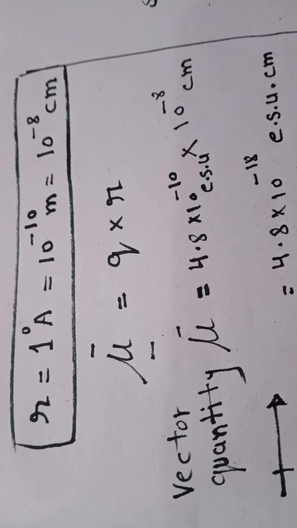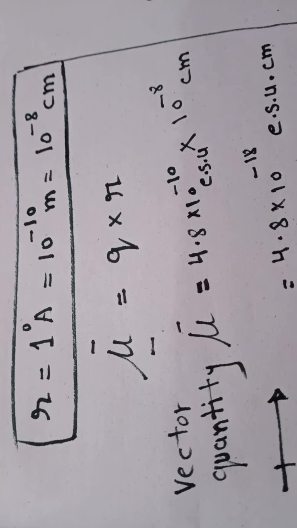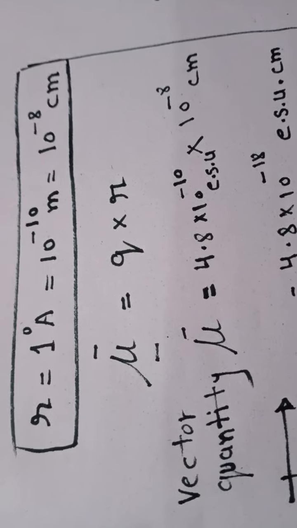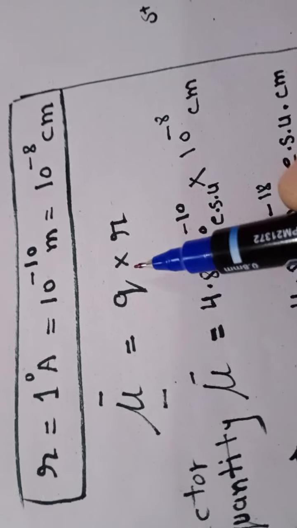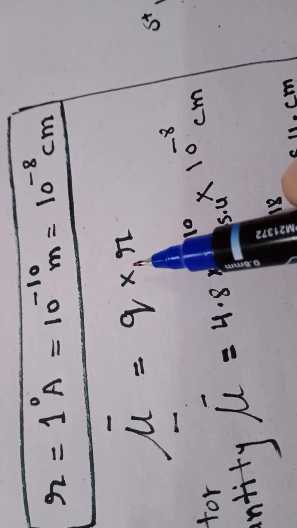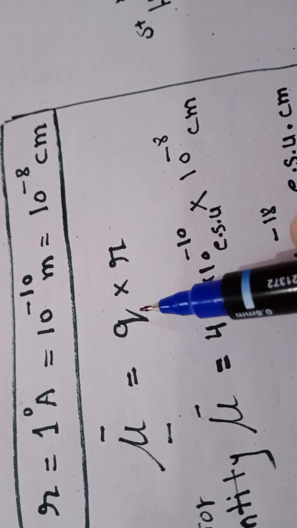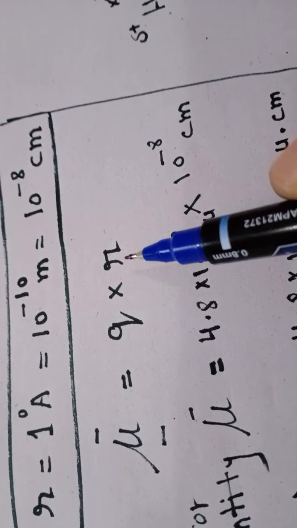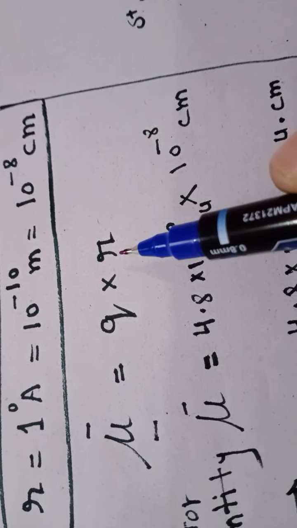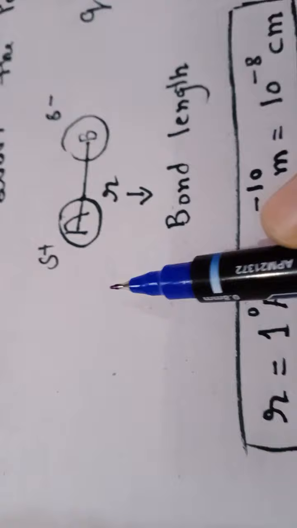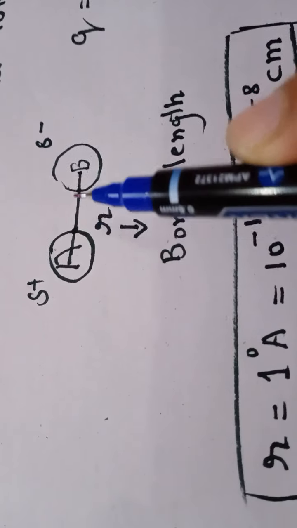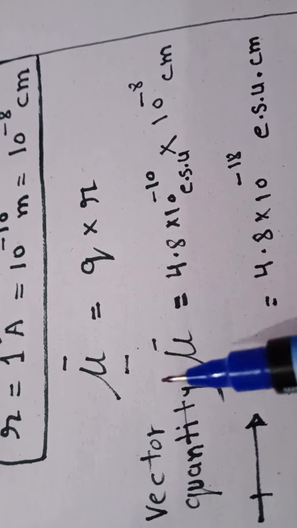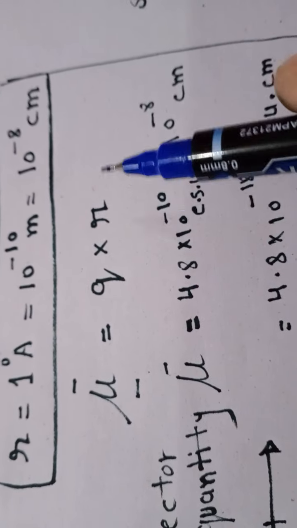Vector quantity means the quantity which has a particular direction, right? Nu is equal to Q multiplied by R. What is Q? It's the charge which is separated. And what is R? R is the value of bond length between two atoms which are covalently bonded, right? Now what we have to do? We have to put the values of Q as well as R.